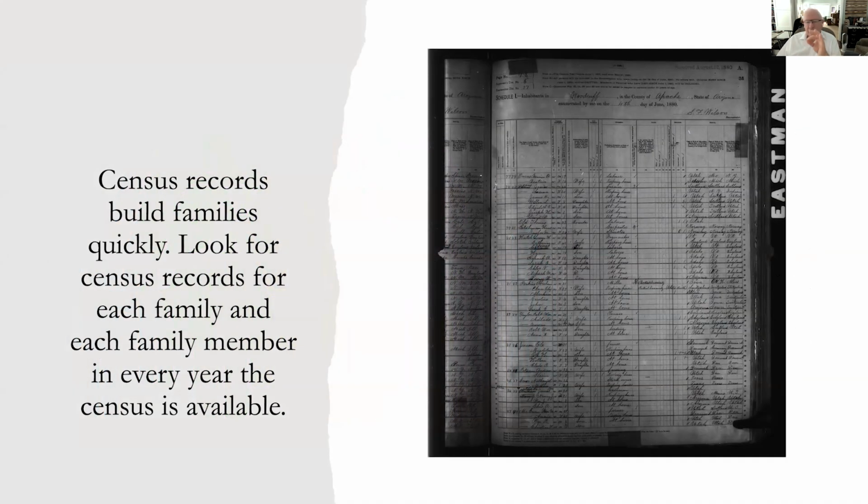So census records are important. You just need to remember the census records. The idea here is to look for the census record for each and every family member, for each family, in every year that the census is available in the country where you're looking. And when you translate that to other countries, like European countries or Latin America, you look for the civil registration records and the parish records and all of the other records that are available for every member of the family.